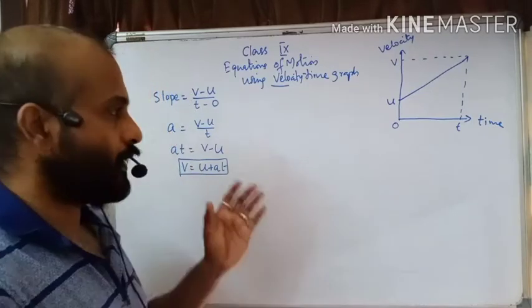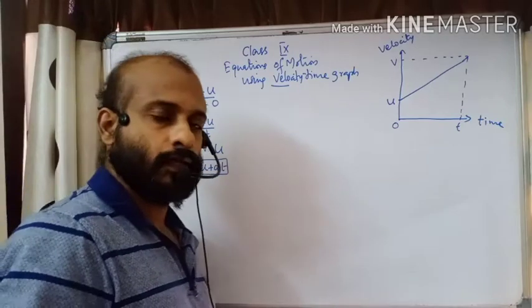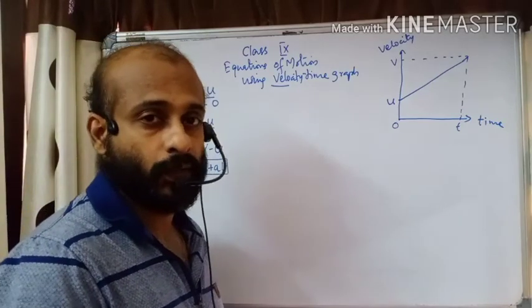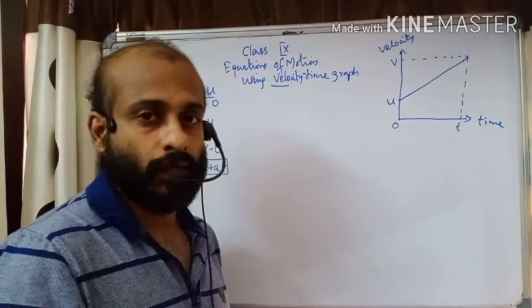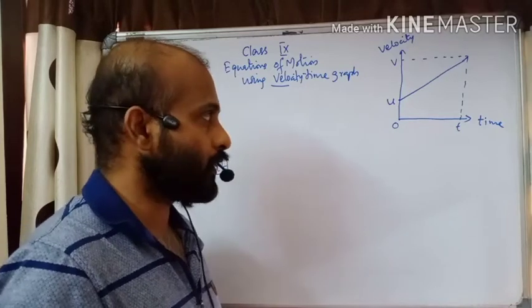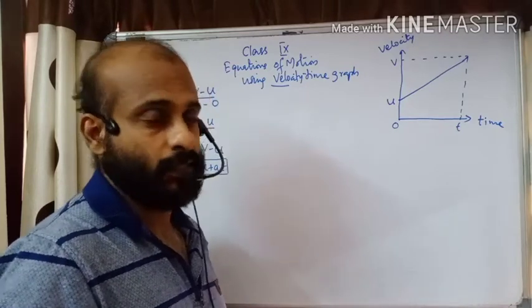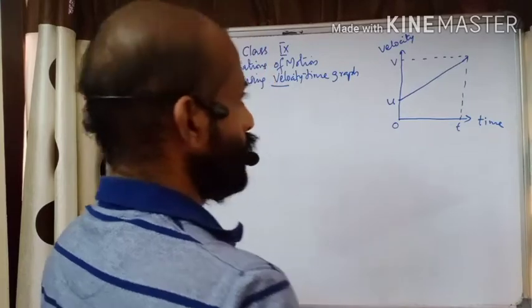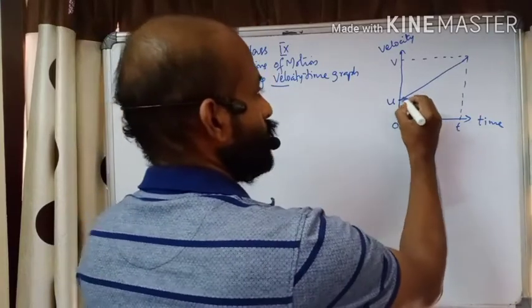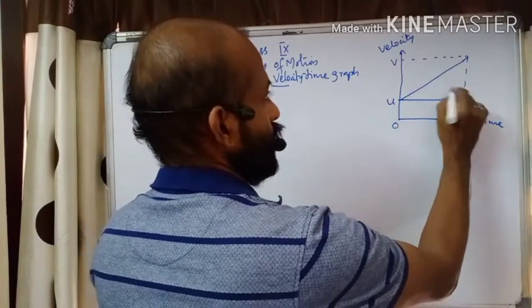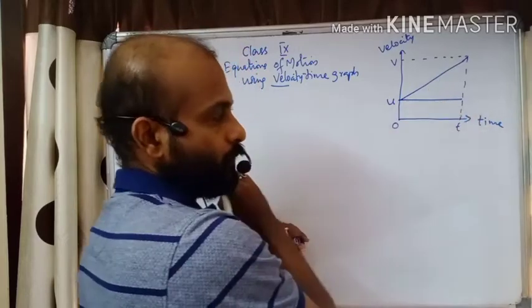Now we need to see the second and third equation. For deriving the second and third equation, we need to find the area below the graph. The area below the graph will be equal to displacement. Okay. So what we'll do? First we will divide the area into two portions. We have a triangular shape and a rectangular shape.